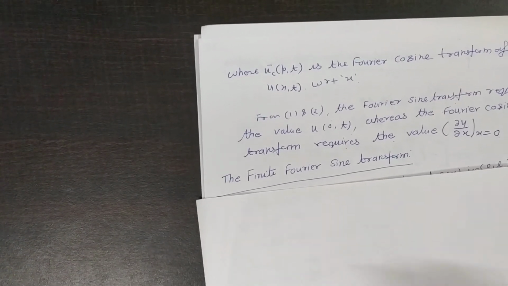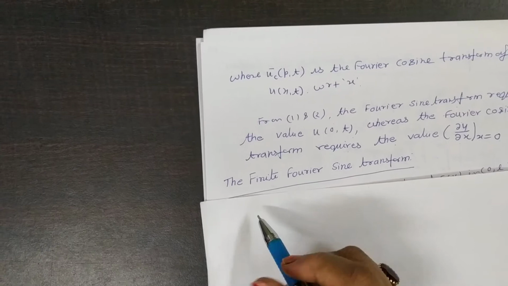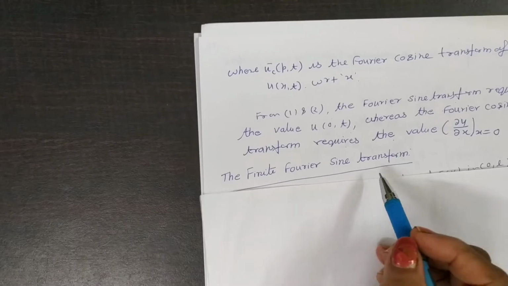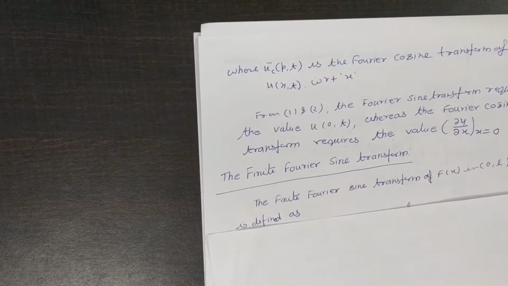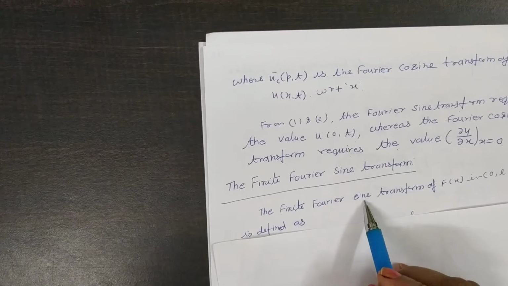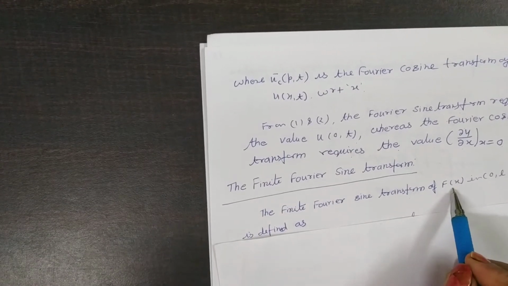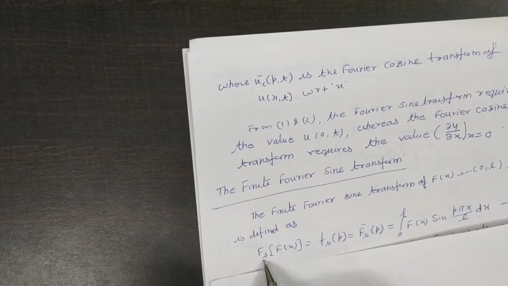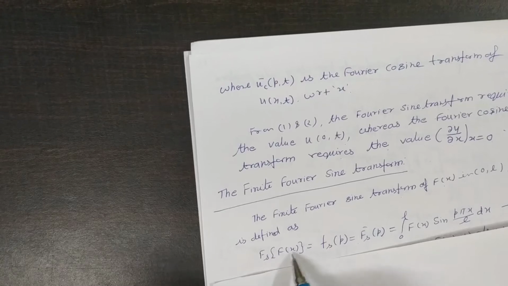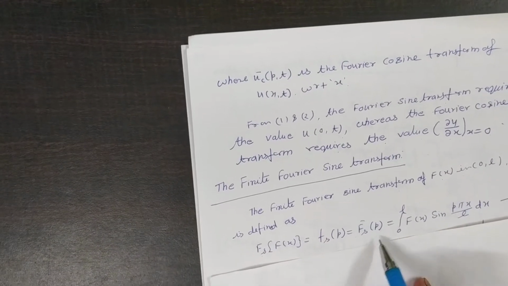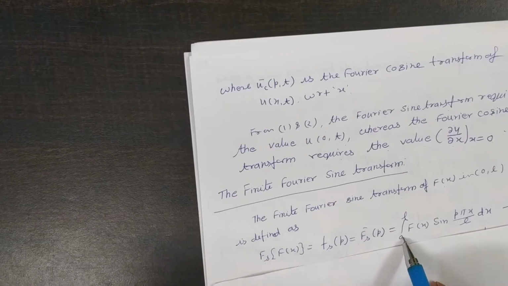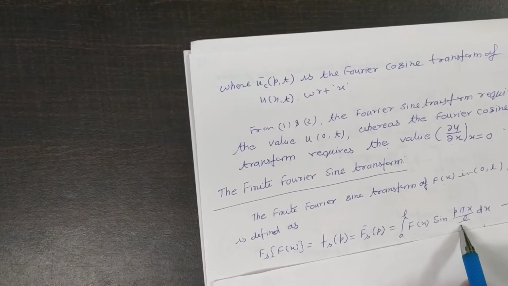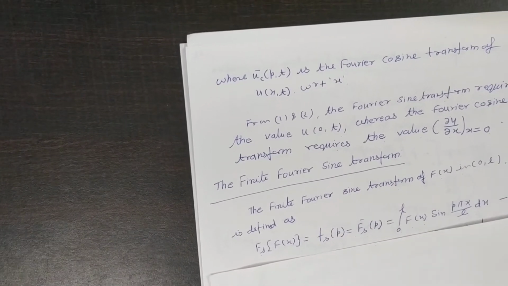Yes, students, in this video, I'll explain the finite Fourier sine transformation. The finite Fourier sine transform of f(x) in the interval (0, L) is defined as F_s{f(x)} = f̄_s(p) = ∫ from 0 to L of f(x) sin(pπx/L) dx. Let us call this equation number 1.